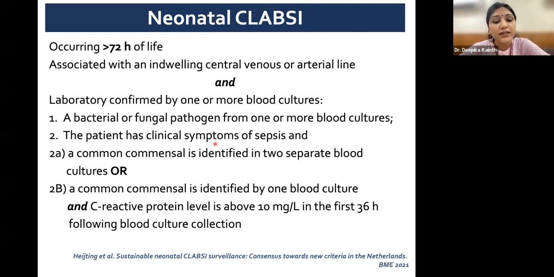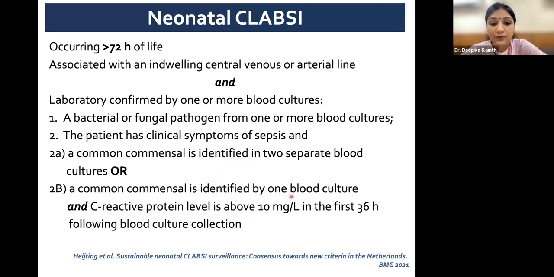Along with it, an important part of the definition is that with an indwelling central line, as we discussed, the culture should be confirmed with a bacterial or fungal pathogen, which we have already discussed. The patient has clinical symptoms of sepsis, which we have again discussed. But a very important point is that a common commensal should be identified in two separate blood cultures, because we know that a colonization can also occur and it is possible the child is symptomatic for another condition. So a common commensal should be identified in two separate blood cultures, meaning two separate blood cultures in time. So it should be two separate blood cultures which show the same commensal, along with clinical features and an indwelling central line, within that window period of 7 days. Then that is considered as a CLABSI.